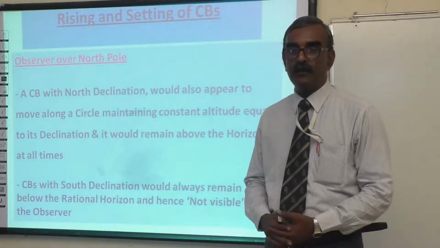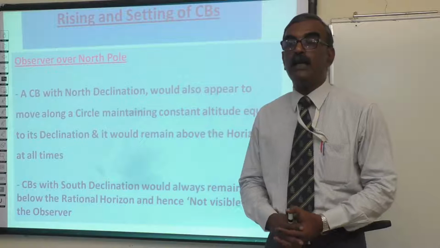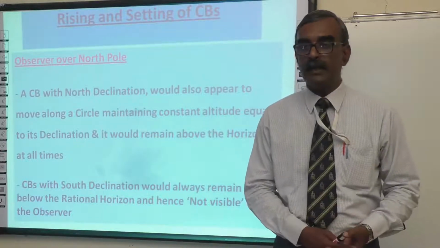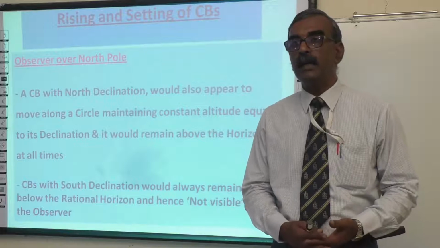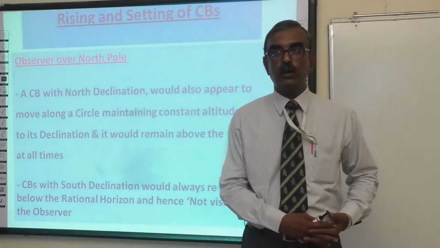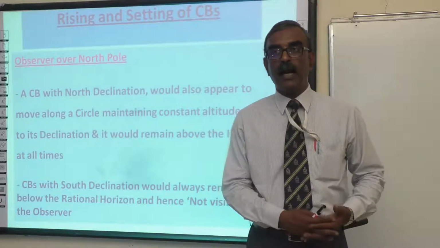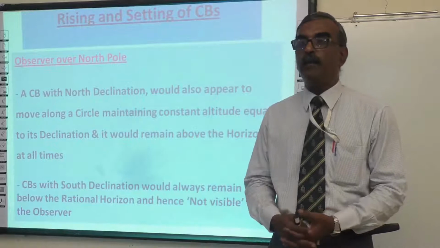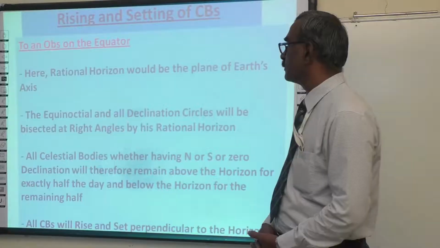A celestial body with a south declination would always remain below the rational horizon for the observer at the North Pole. As we know, it is 90 degrees from the North Pole to the celestial equator. And the celestial body with a southern declination would not be visible to the observer at all.